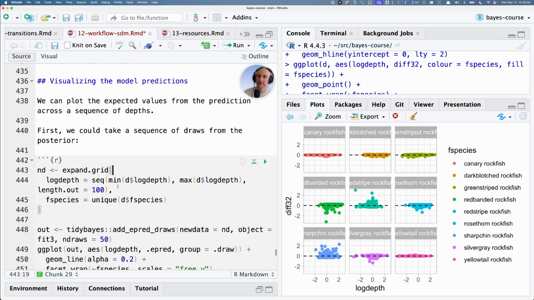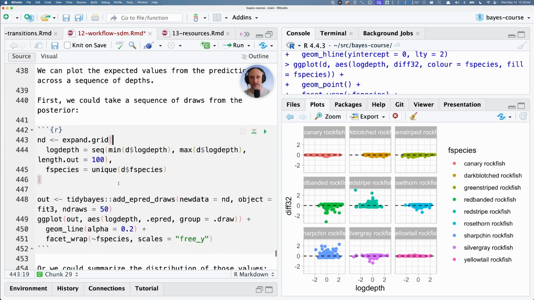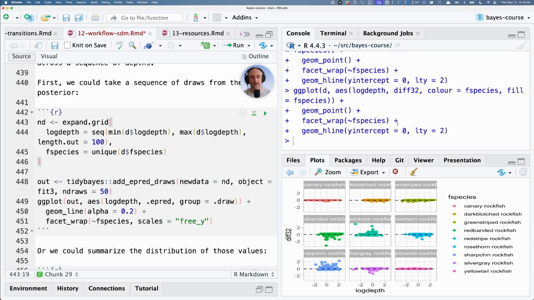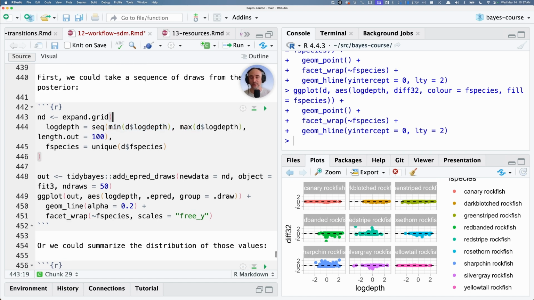Okay, so now we need to visualize our model predictions. I'm going to do that the same way I've done it throughout. I'm going to create a data frame that has a sequence of values of my predictor that I want to look at, while holding other predictors at some constant like average value. Here I've got one predictor and different species. So I'm going to look at depths across a sequence from the minimum to the maximum of length 100, just to have a smooth curve.